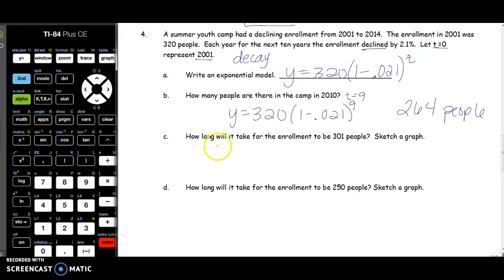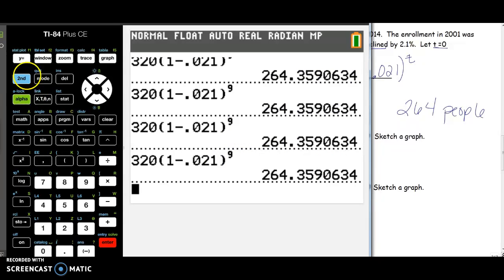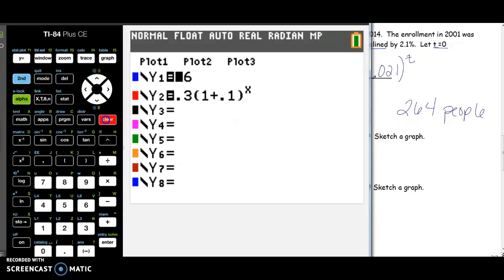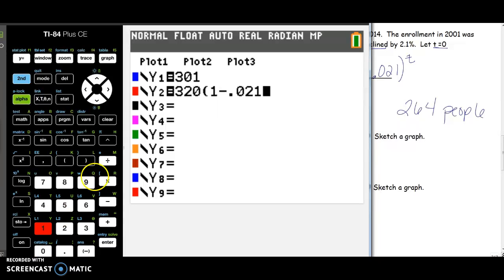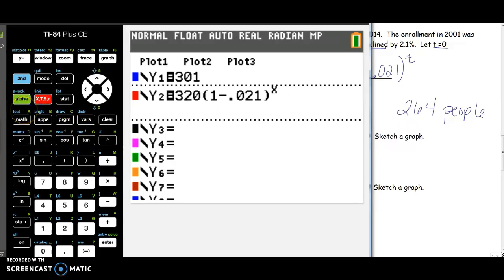How long will it take for our enrollment to be 301? So since that was what we were looking for originally, we need to find the time for this. So 1 minus 0.021 to the x or t. This is your y1. This is your y2. So when you go to your calculator, I'm going to clear this, go to y equals, you would say 301 is what we're looking for, so that's y1. And then our equation, which was 320 times 1 minus 0.021 raised to the x power.